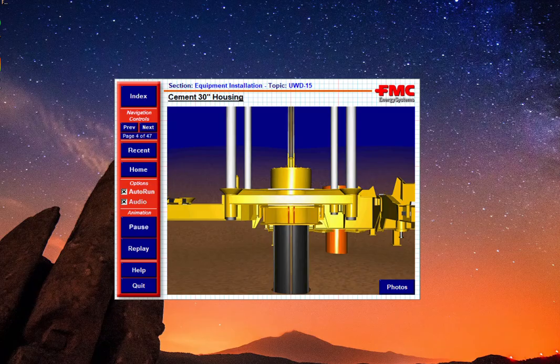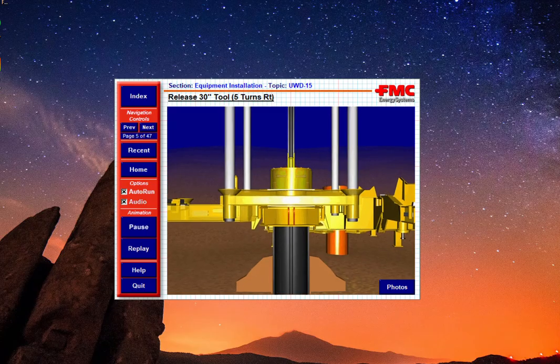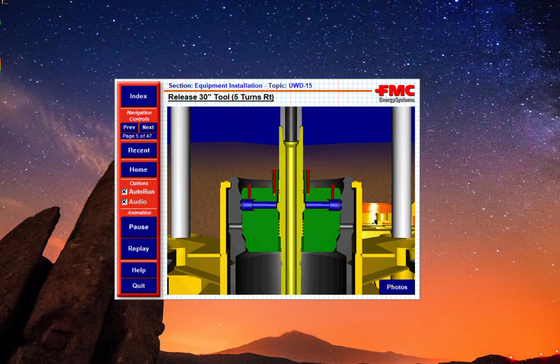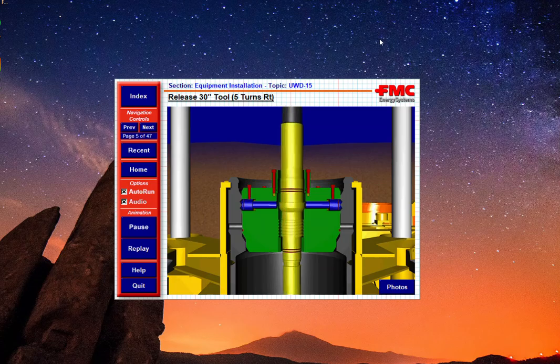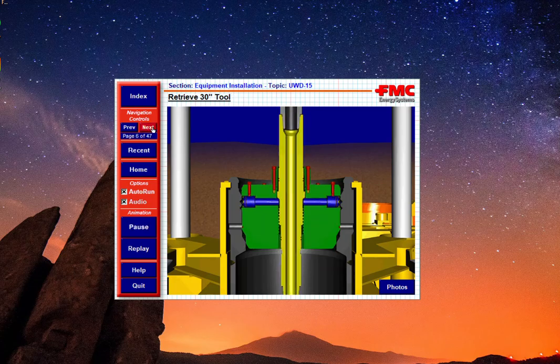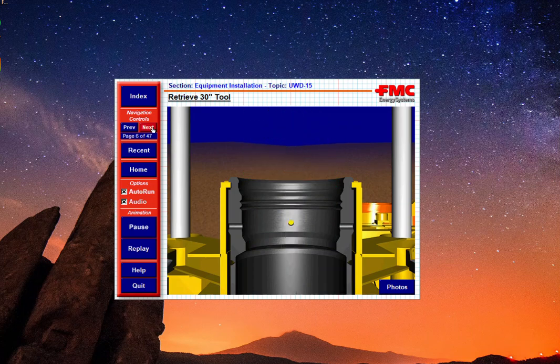The 30-inch casing is cemented in place by pumping down the drill pipe and up and around the outside of the 30-inch casing. The 30-inch casing is supported by the drill pipe from the drilling rig, and the cement is then allowed to cure for an established period of time. The 30-inch cam actuated running tool is released by rotating the drill pipe to the right approximately 3 1/2 turns. The running tool is removed by picking straight up with the drill pipe.